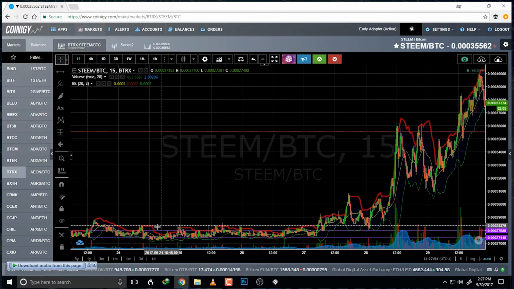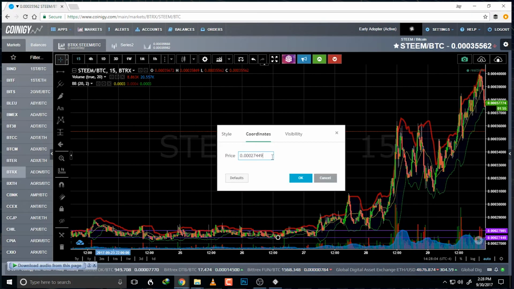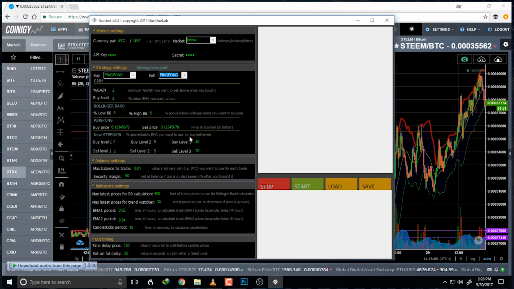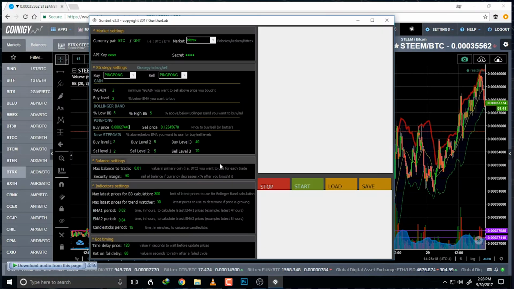Alt H. So I'm going to use Alt H to be able to get that line in there. And now you notice a channel has formed. This is your sideways pattern. So what you could really do is then take this number right here and copy it, go back to your bot, and your buy price is this price right here. And then your sell price, if you double click this, will be this right here.